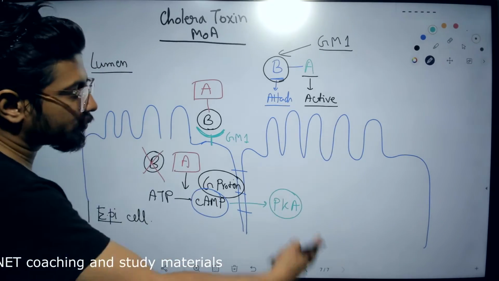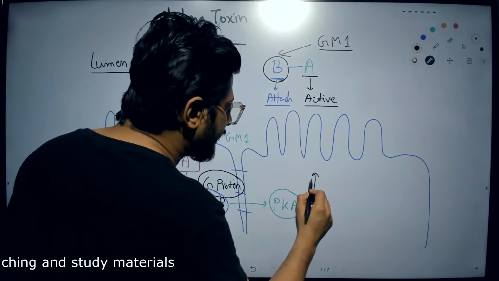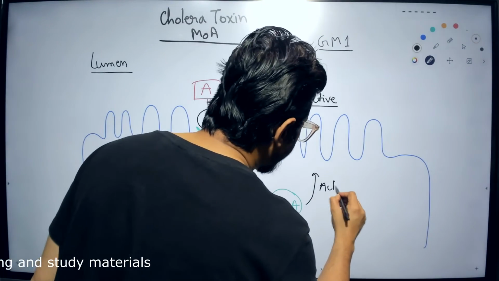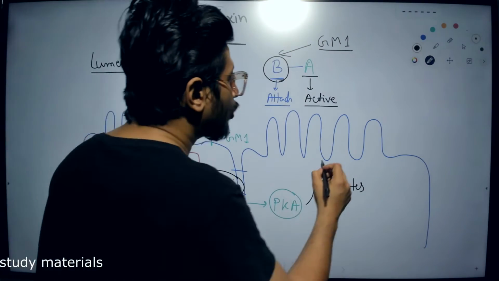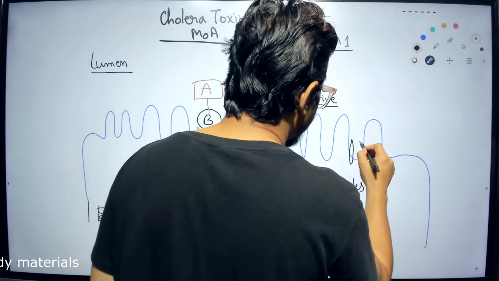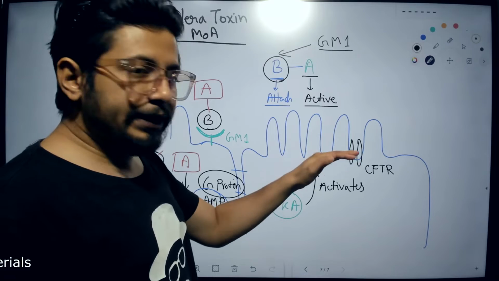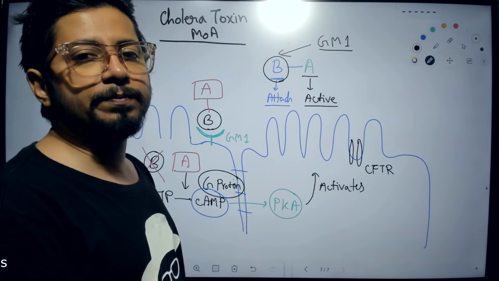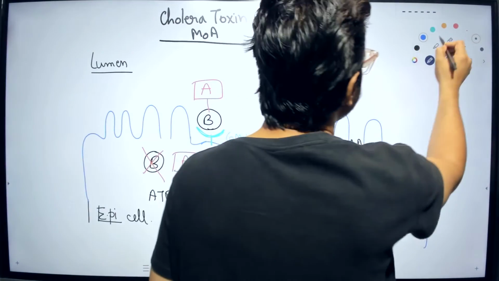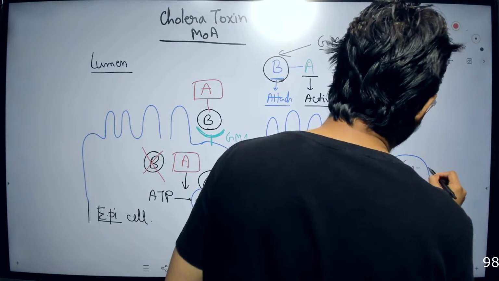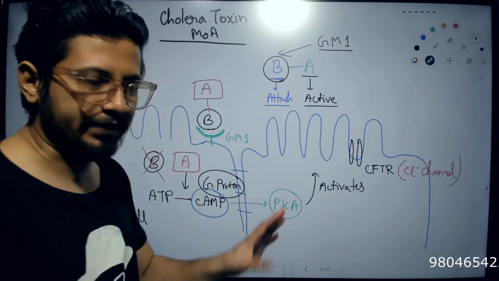Okay. So once protein kinase is activated, what it will do, it activates a particular ion channel, a chloride ion channel, known as CFTR. CFTR, cystic fibrosis transmembrane conductance regulator. Or in very simple words, you can say that this is nothing but a chloride channel. Chloride ion channel. That's it.